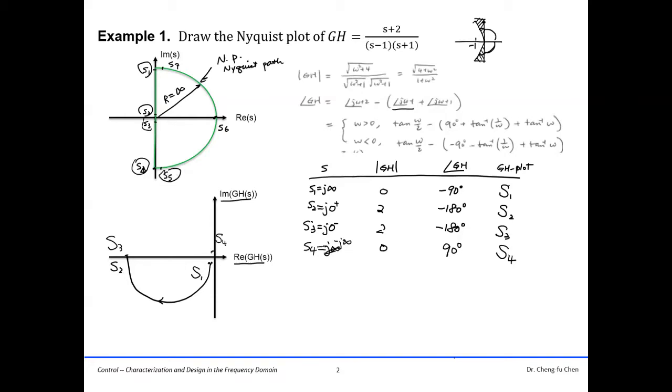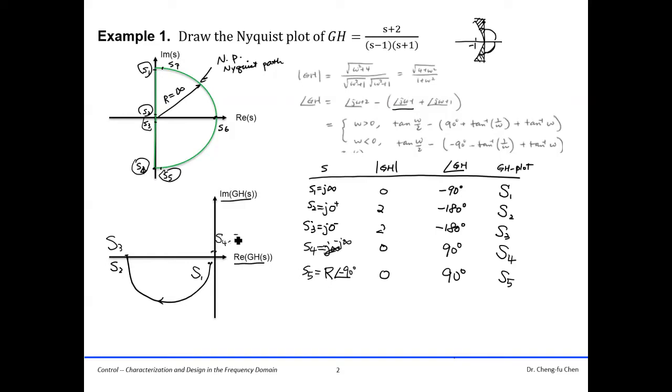Now to S5. S5 basically is on the semicircle, with the radius R, and its phase angle is 90 degrees. Here R is equal to infinity. So plug in here the magnitude equal to 0. And then we plug in a phase angle that is minus 90. After plugging into the second equation here, you get 90 degrees. So let me label 5. Basically S5 is very close to S4.